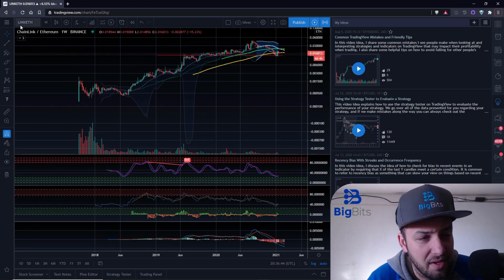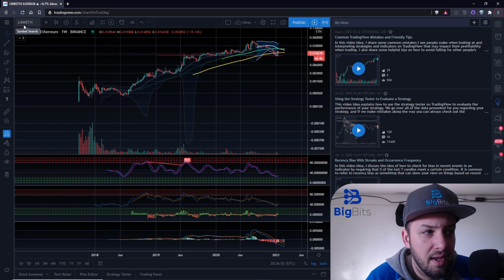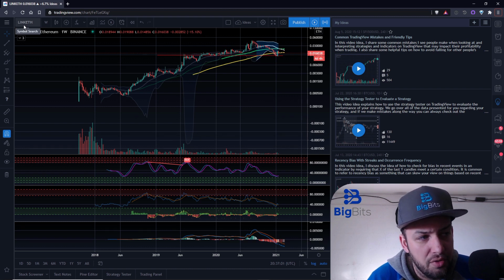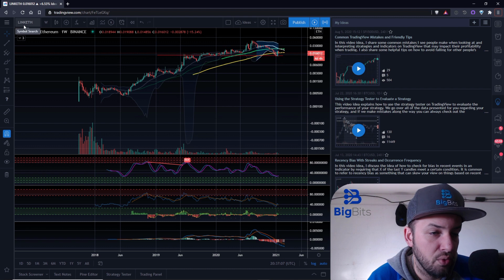This is some of the things that I think about when I look at alts, is essentially how they are going to perform versus the big assets, and how the big assets are going to perform versus the dollar. So to keep things in perspective, do you think there is more room to grow for the altcoin versus Bitcoin or Ethereum?